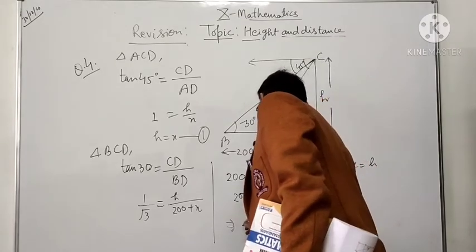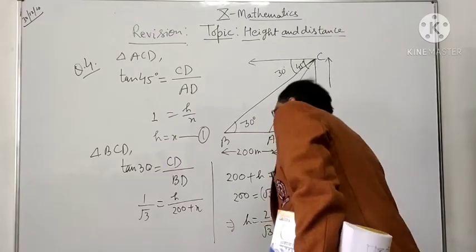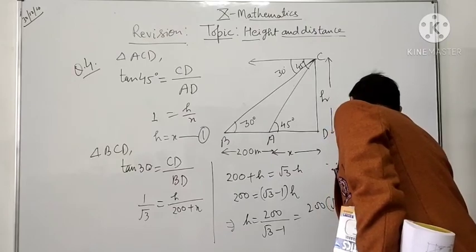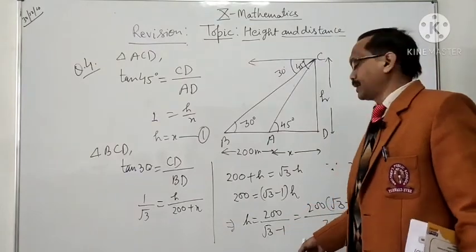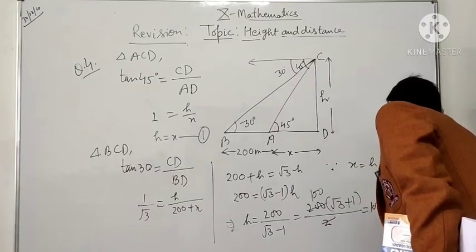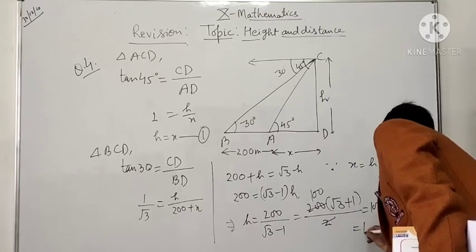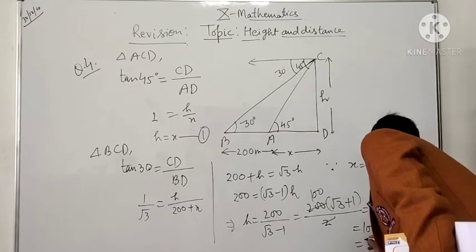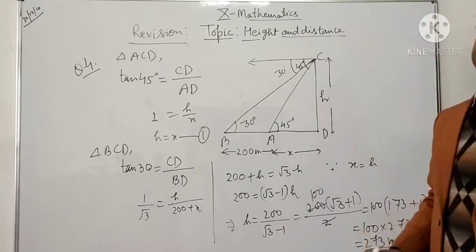Then H equals 200 upon root 3 minus 1. After rationalizing, it becomes 200 into root 3 plus 1, and the denominator 3 minus 1 is 2. Now it is 100. Root 3 is 1.73, 2.73 after adding 1. It is 100 into 2.73. So the answer will be 273 meter. Height of the lighthouse is 273 meter.